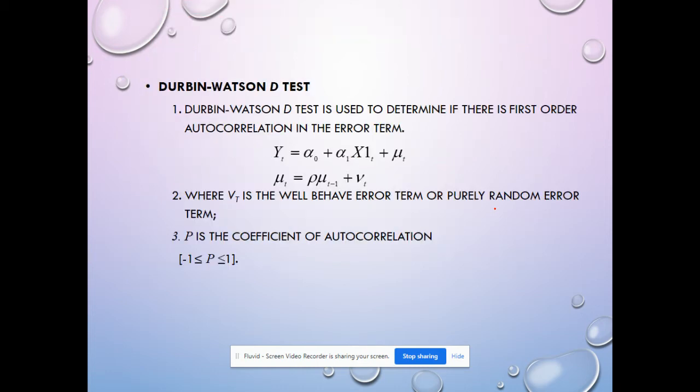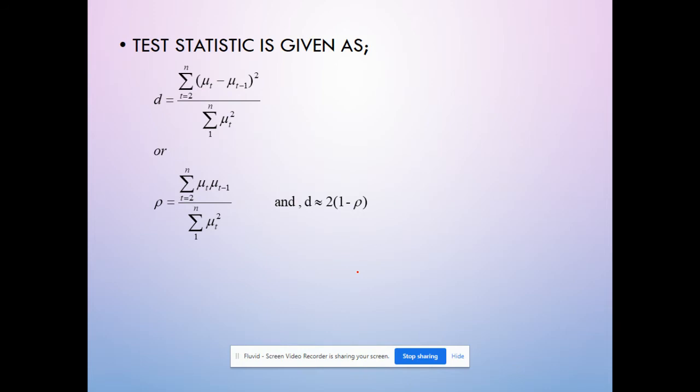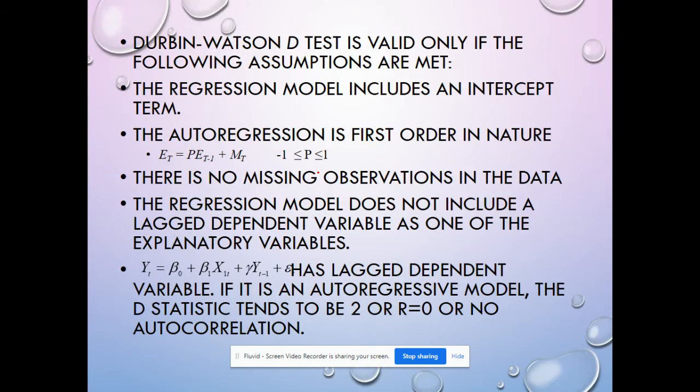Right? So what is the Durbin-Watson d test? Let me show you what this is all about. The Durbin-Watson d test is used to determine if there is first-order autocorrelation. So it can only take AR(1). This is the condition. All right. So this is the statistic given. Do not worry too much about this, although you need to calculate it in some sense.